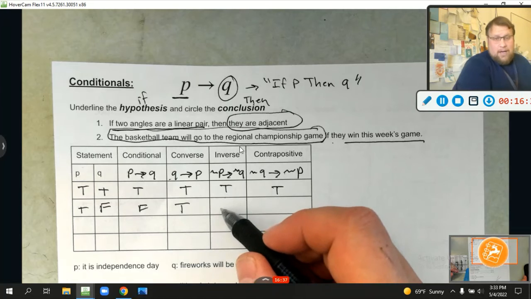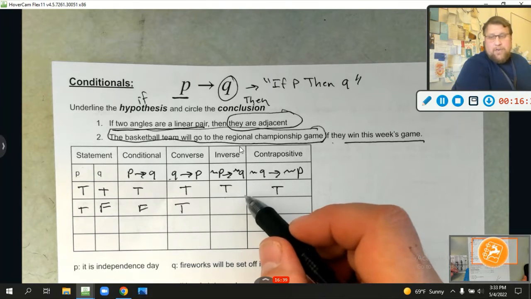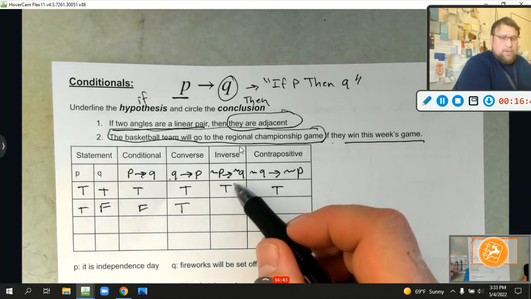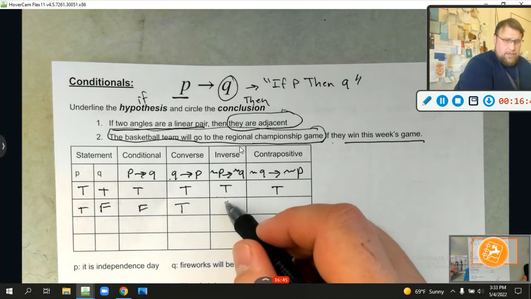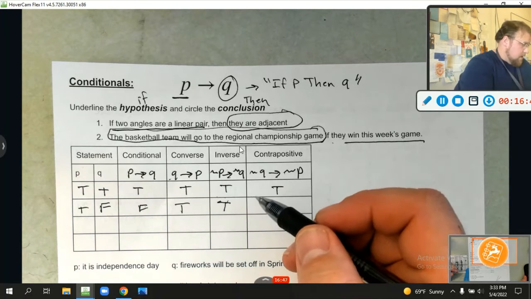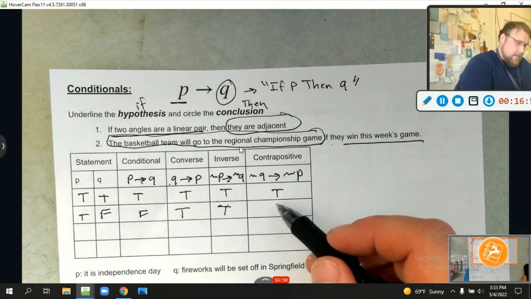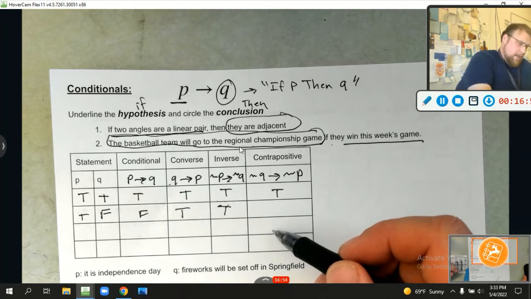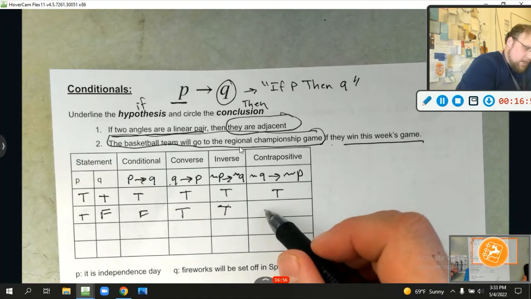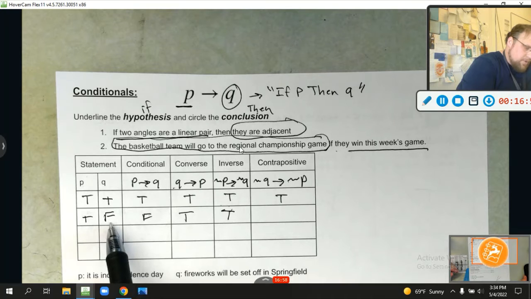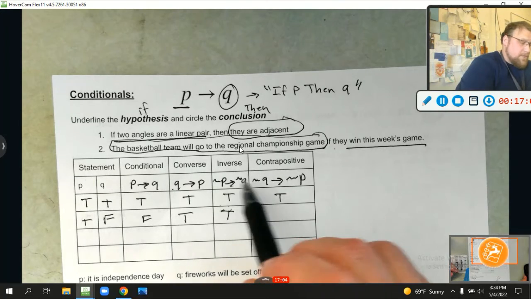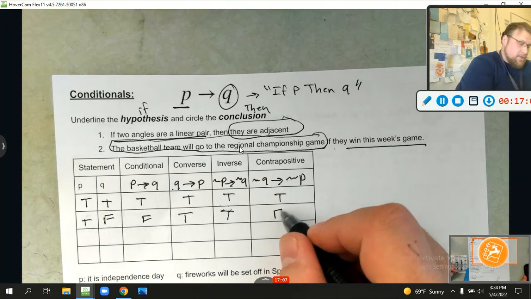Well, remember, the only time a conditional is false is if it starts with a true statement and ends with a false statement. This one starts with a false and ends with a true, so it's still true. And then last but not least, now we're going to flip it back around. We have if not Q, then not P. So now we're saying not Q. So if true, then not P would be false. So if true then false, that means the premise is true, the conclusion is false, so this would be false.